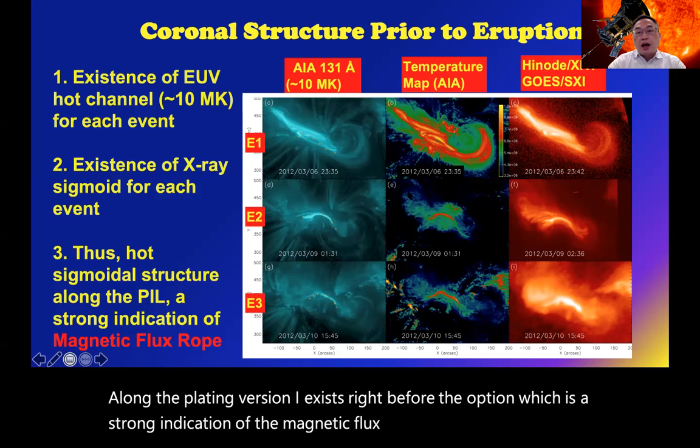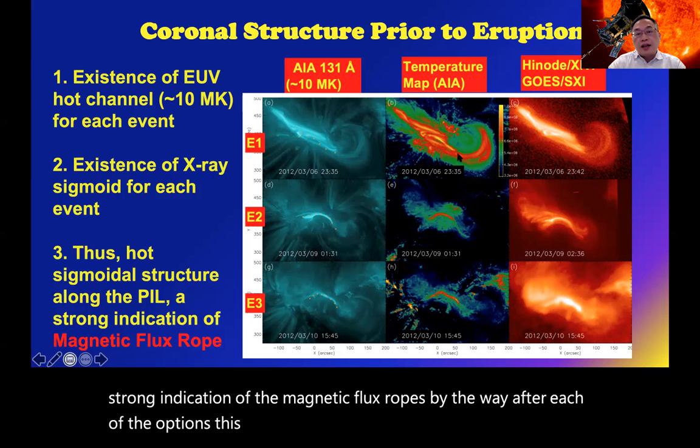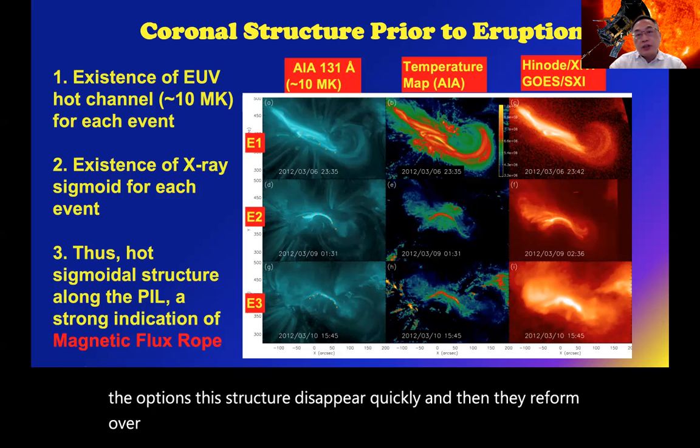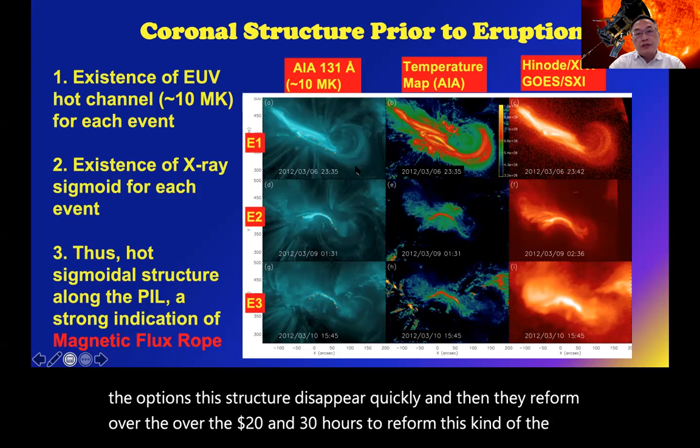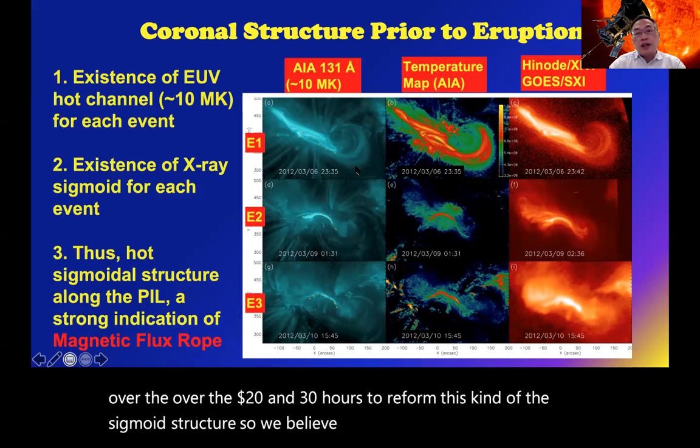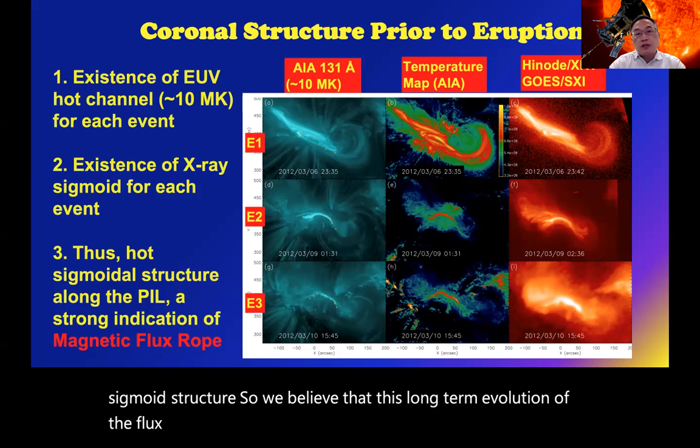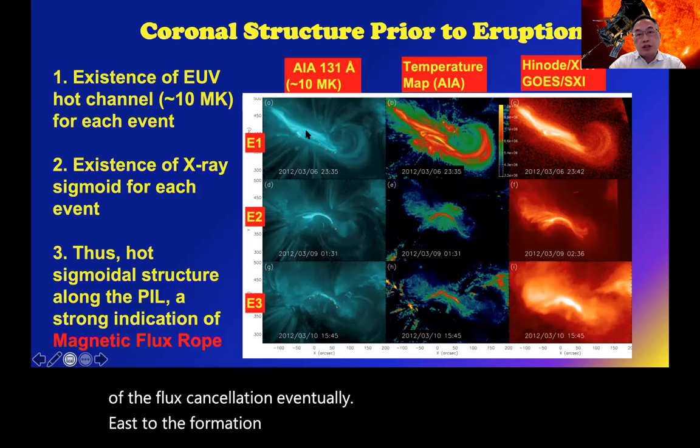By the way, after each of the eruptions, these structures disappear quickly, and then they reform over 20 hours and 30 hours. So we believe that this long-term evolution of the flux cancellation eventually leads to the formation of a sigmoidal structure, which is a magnetic flux rope.